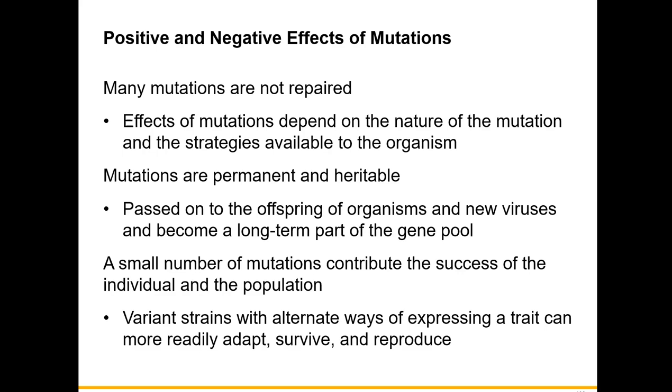A small number of mutations contribute to success. So that's like the survival of the fittest. A variant strain with an alternate pathway of expressing a trait can be more readily adaptable and survive and reproduce. So the whole goal is to get to reproductive age. And that's it for chapter 11.